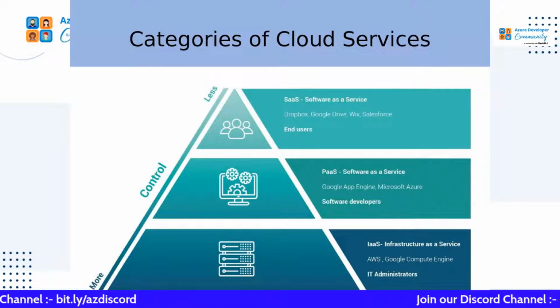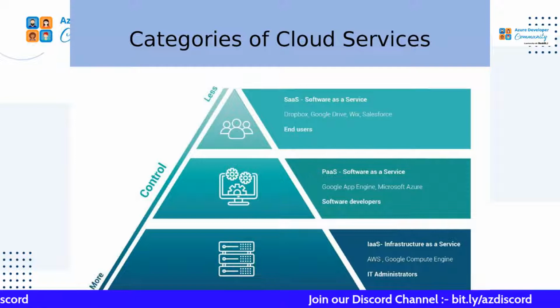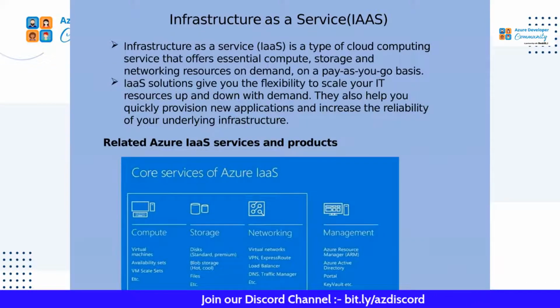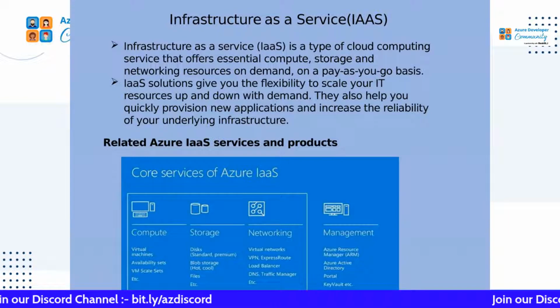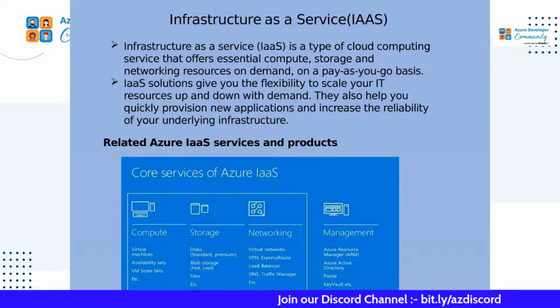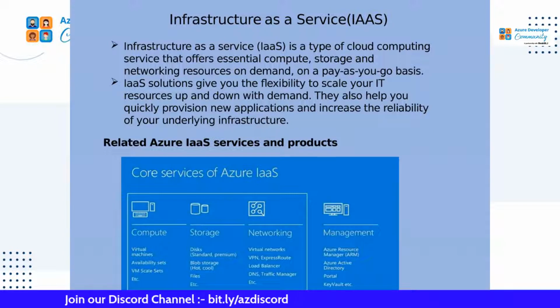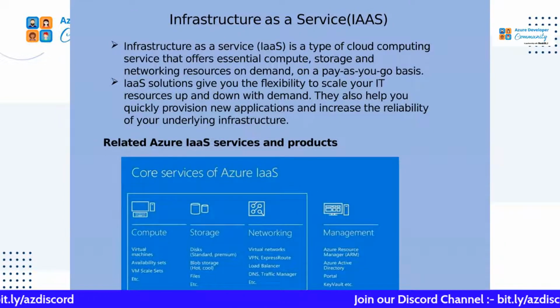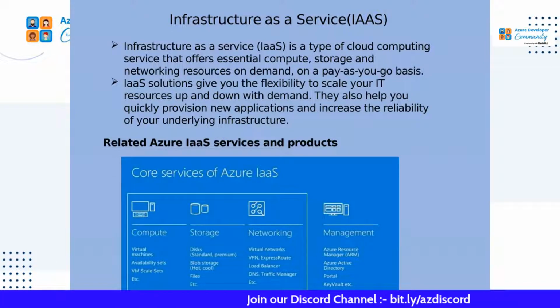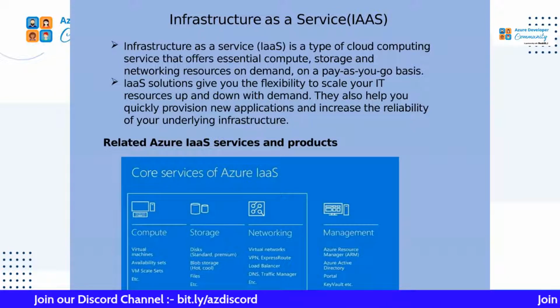Okay, the categories of cloud services, the same thing which I've explained. In depth, we are going for infrastructure as a service. So what is infrastructure as a service? It is a type of cloud computing service. Basically, it provides essential compute, storage, and networking resources on demand. It is one of the four types of cloud services. So you have serverless computing, software, and others.